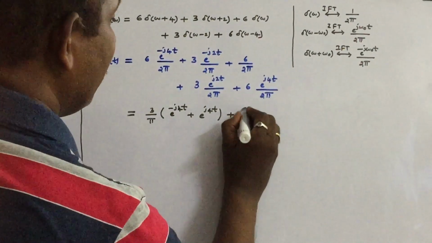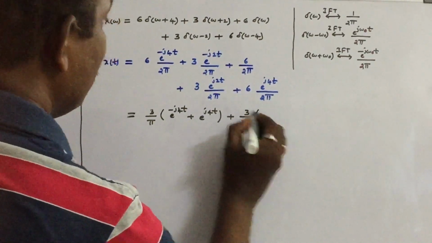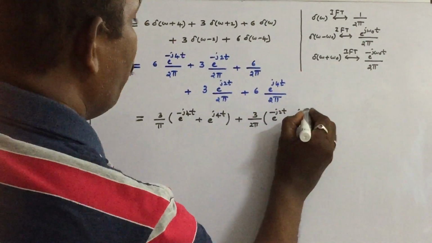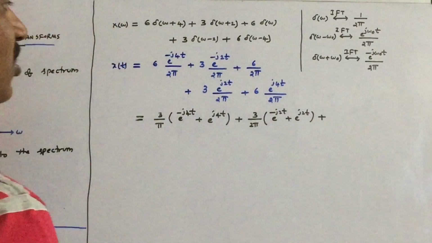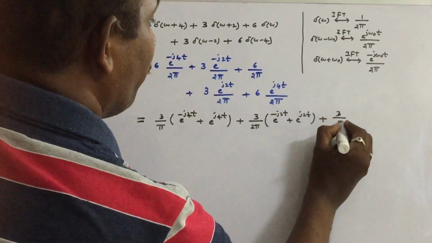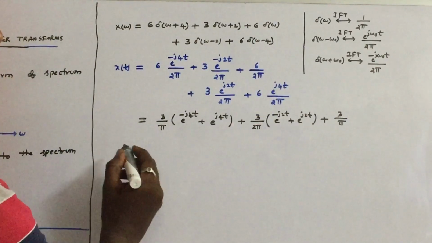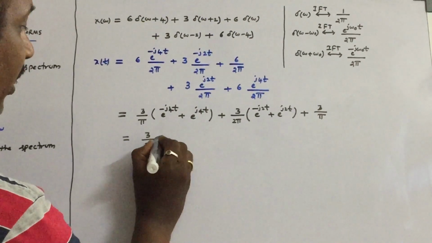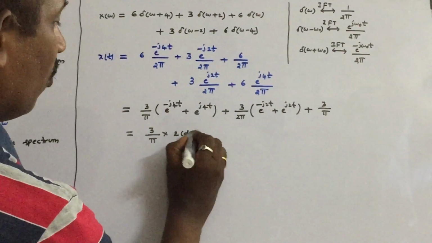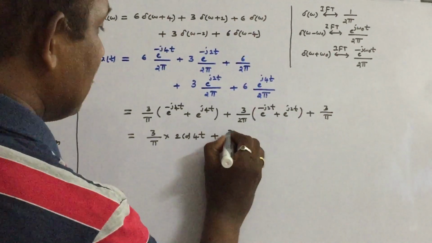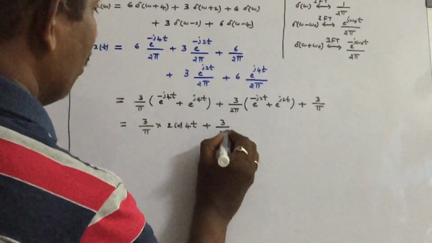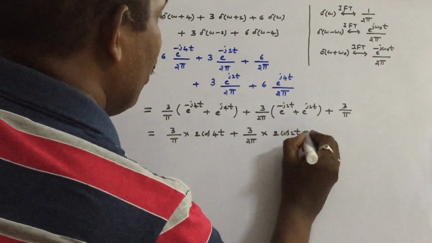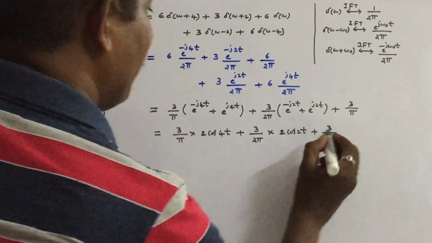So plus, take 3 by 2 pi as common. So it will become e power minus j2t plus e power j2t. So this term will remain. The last term is 3 by pi. Therefore we can write it as 3 by pi into 2 cos 4t plus 3 by 2 pi into 2 cos 2t plus 3 by pi.